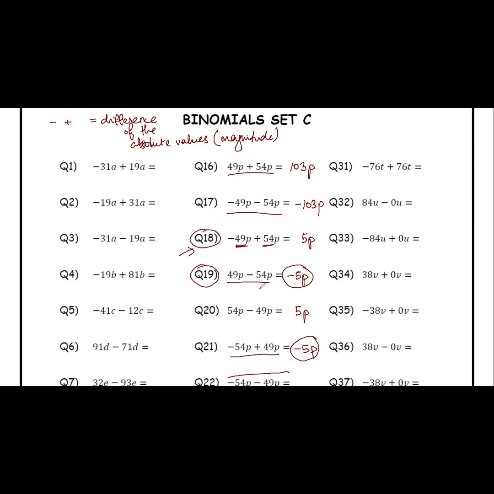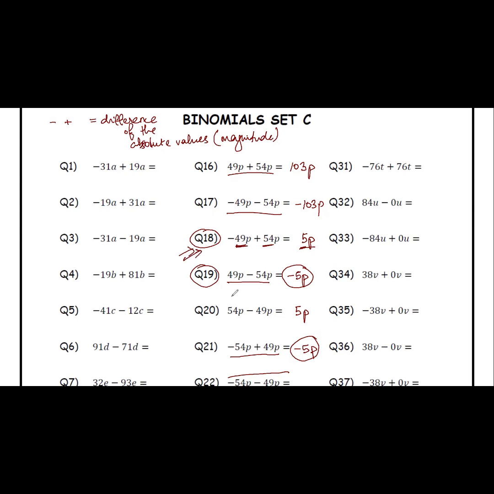Correct? And then what is the difference between 49 and 54? It's 5. So we got the 5 and then we add the p, because that's how it is, 49p, 54p. You know what I mean? But now comes the question whether the 5p is positive or negative for question 18.